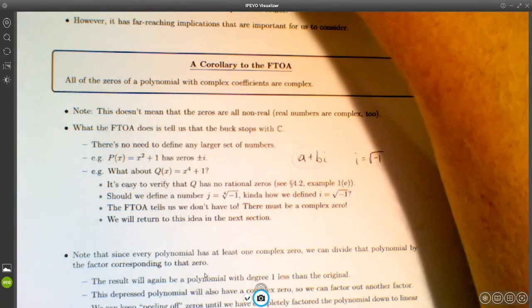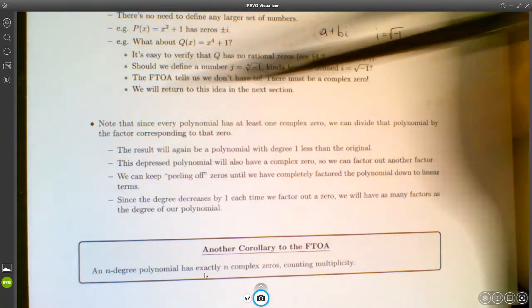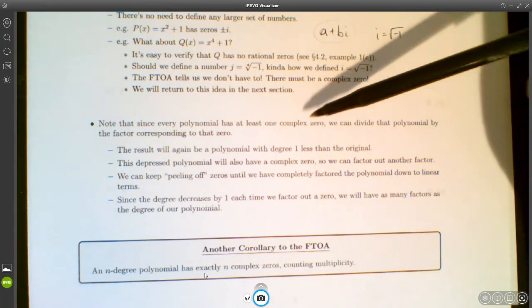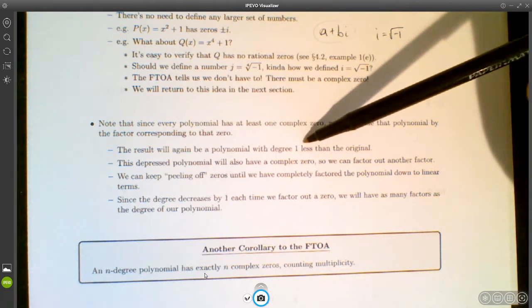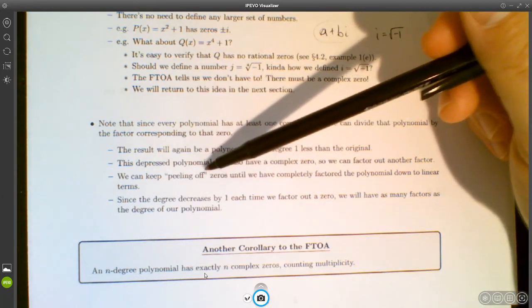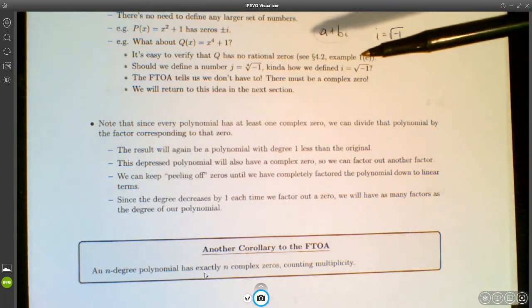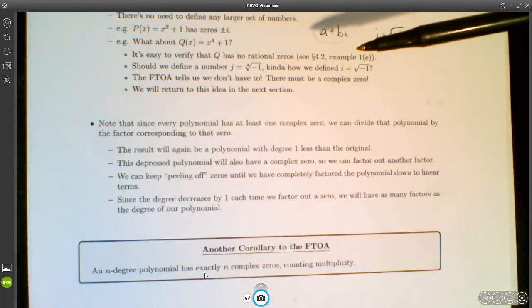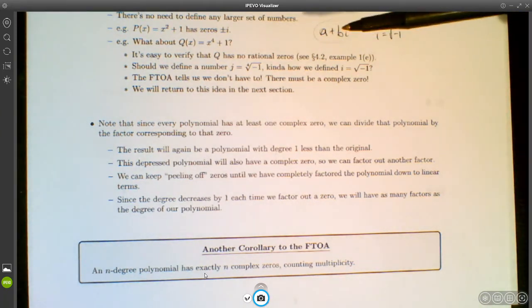Okay. Another corollary to this theorem that's important is that if we find a complex zero of a polynomial, we can factor it out. And then the depressed polynomial will have one degree less than the original polynomial. It's also going to have a complex zero. We can factor that out, and then we'll have another depressed polynomial, and we can keep peeling off the zeros until we've completely factored the polynomial down to linear terms. The factors might look a little bit strange because they might have complex numbers as coefficients. But still, we can completely factor down any polynomial to linear terms.